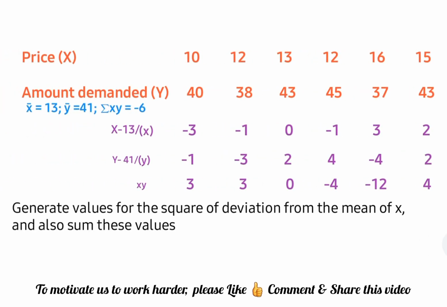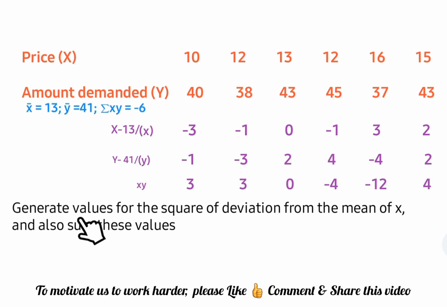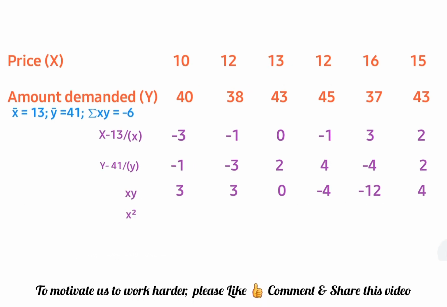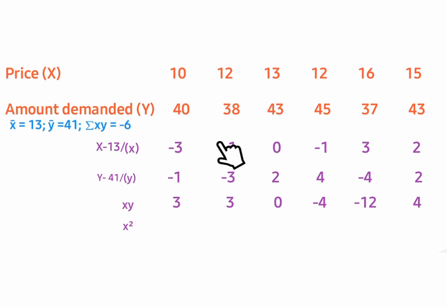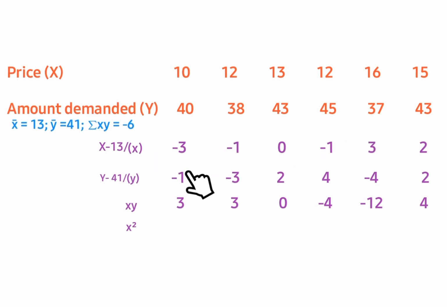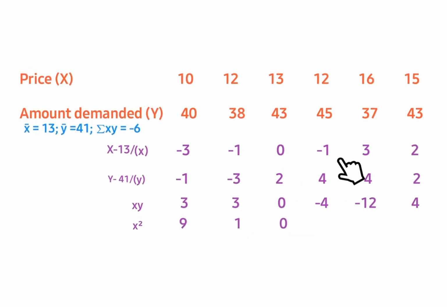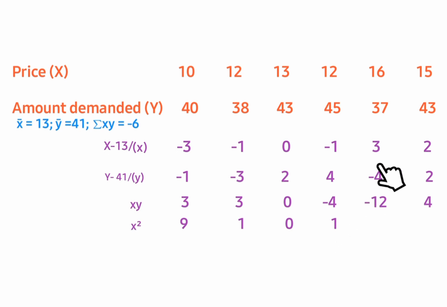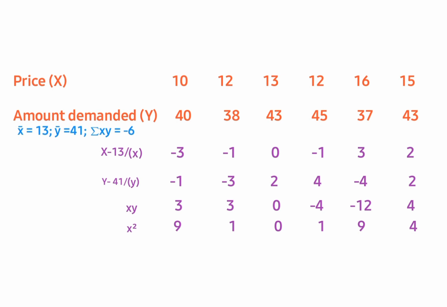Next step says, generate values for the square of deviation from the mean of X and also sum these values. Here we go. We title this row x squared. The instruction is to square the deviation from the mean of X, right? Square implies multiplying each of these values by itself. We go now. Minus 3 squared gives 9. Minus 1 squared, 1. 0 squared, 0. Minus 1 squared, 1 here. 3 squared, 9 here. Finally, 2 squared, 4 here, right?